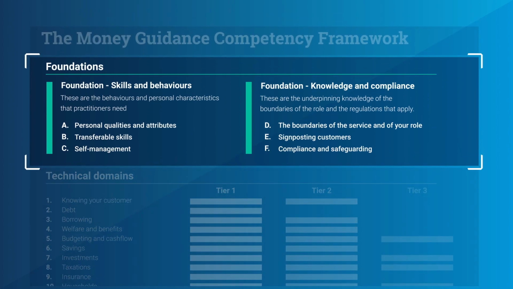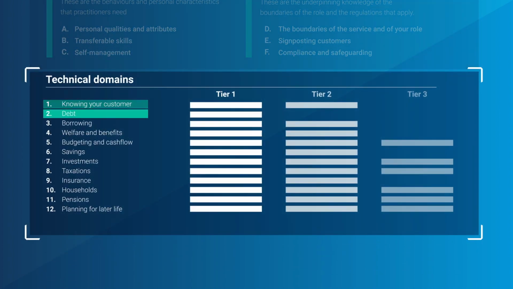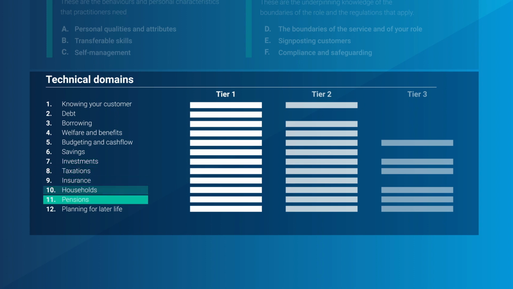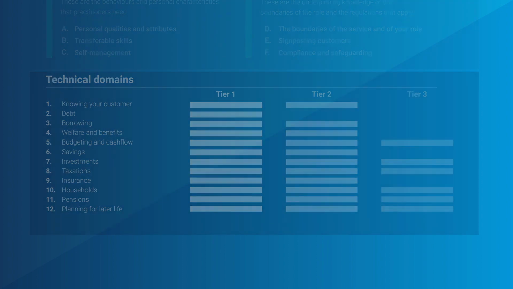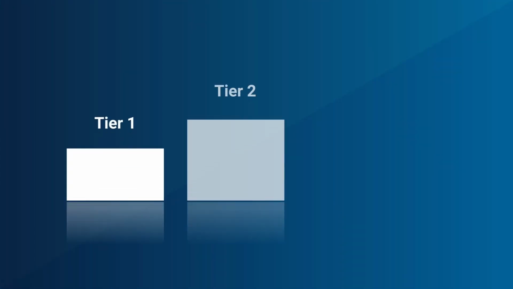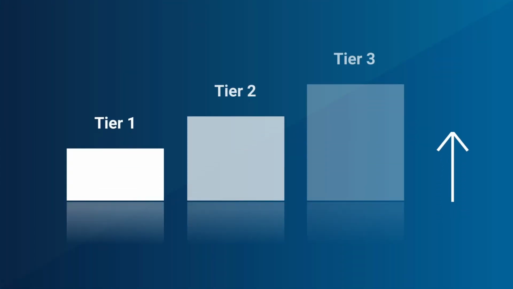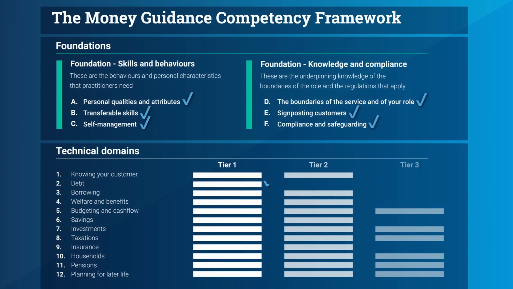The foundations contain the minimum level of skills and knowledge needed by anyone delivering money guidance. Depending on your role and your customers, you may require expertise in certain areas, such as budgeting or borrowing. The technical knowledge is set out over 12 money domains. These are tiered according to level of complexity. The tiers provide clear progression. You can select the domains and tiers that relate to the depth and breadth of the money guidance you offer.